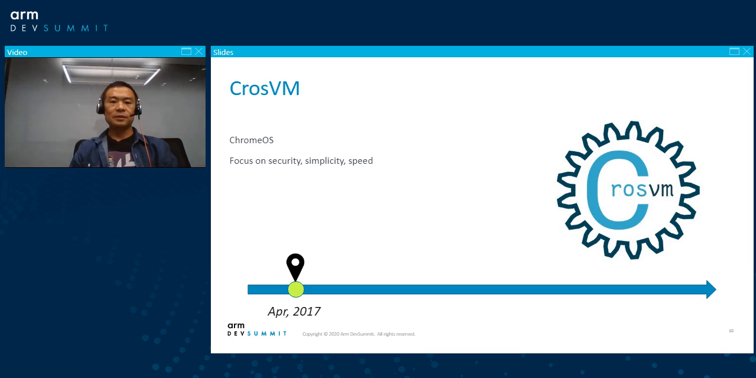The story begins from CrosVM. The first well-known virtual machine monitor written in Rust is CrosVM. It was published in April 2017 by Google. CrosVM is based on KVM. It is designed to run untrusted operating systems with virtualized devices on Chrome OS.